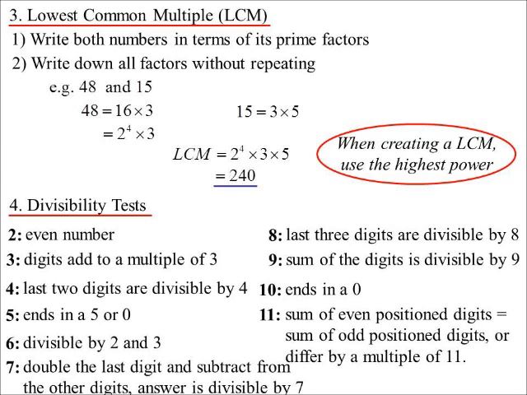The sums will differ by a multiple of 11. Okay, so if you add up all the numbers in the odd position, you add up all the numbers in the even position, the difference should be divisible by 11. Do we want to do an example of that one, or are we clear on that?